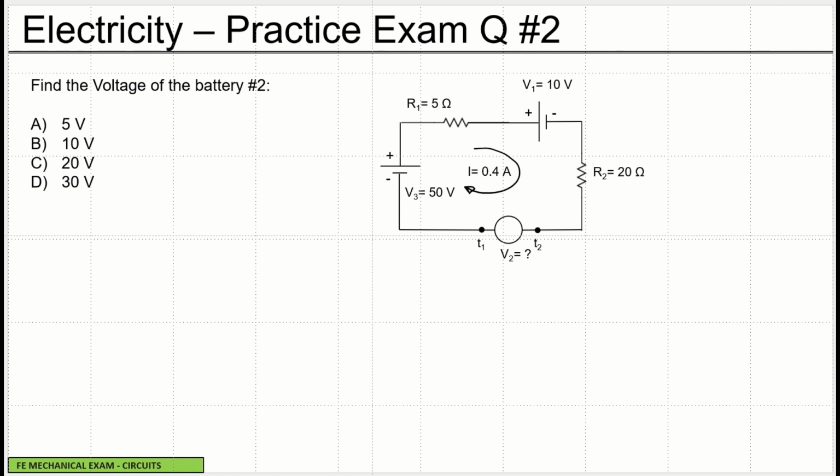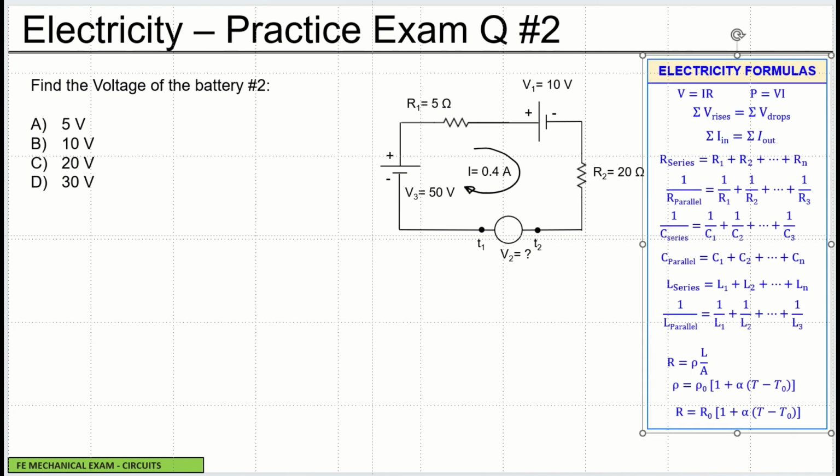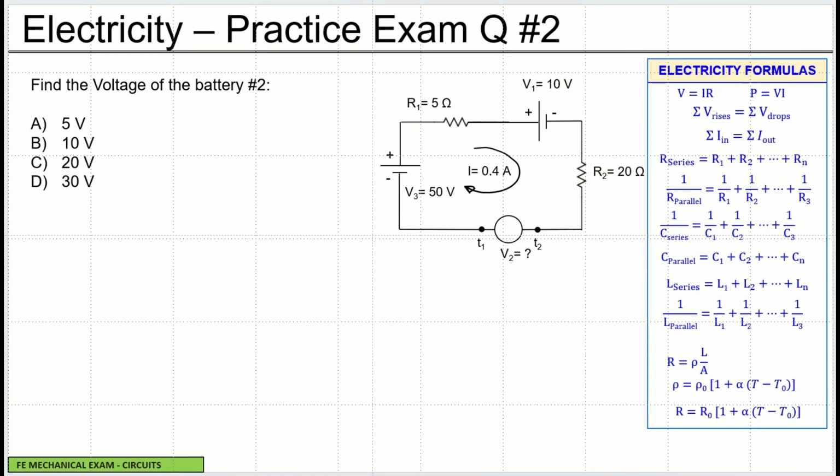Battery number 2. The first thing I'm going to do is bring in the formulas that they give us in the exam. These are some of the formulas, and I'm going to use Kirchhoff's voltage law, which says that all the sources that have a voltage that rises equal all the voltage that drops.